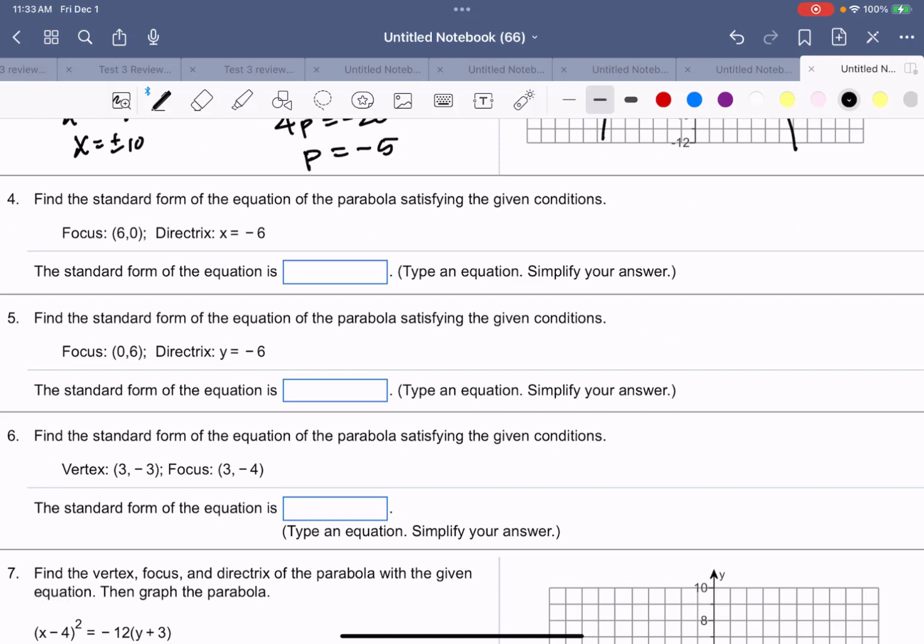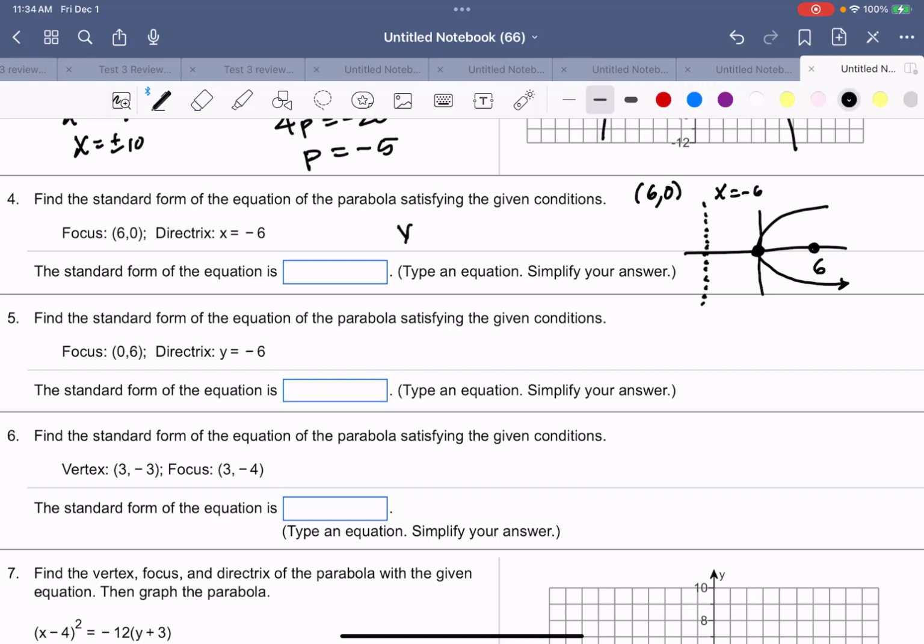Okay, so now we go into actually writing the equation given some information. So notice that they gave us the focus, 6, 0, and the directrix, x equals negative 6. So here's where I would just draw a little sketch. All right, so over here at 6, there's my focus. Over here at negative 6, here's my directrix. My vertex is here, and it has to wrap around the focus like this. So this is what it's going to look like.